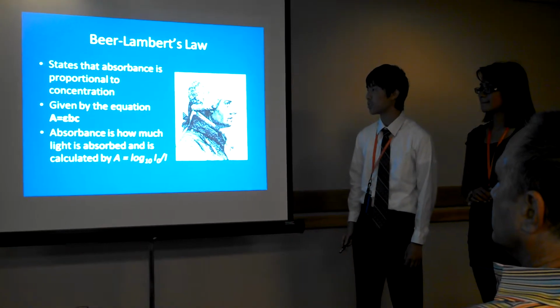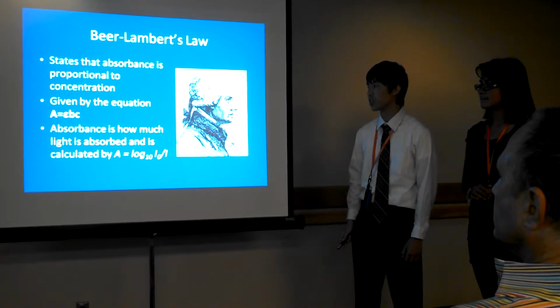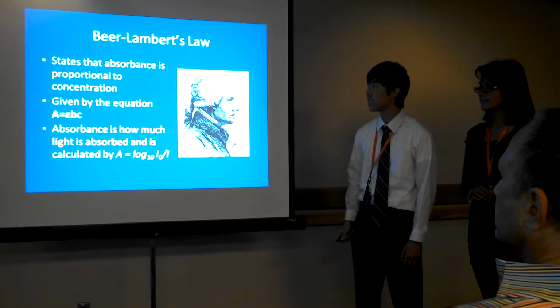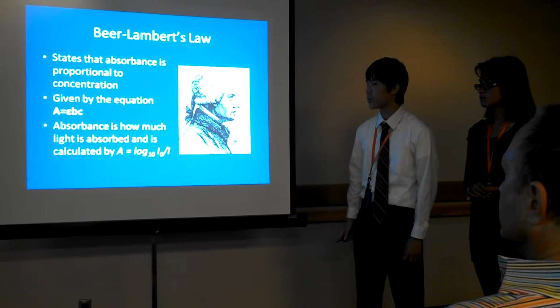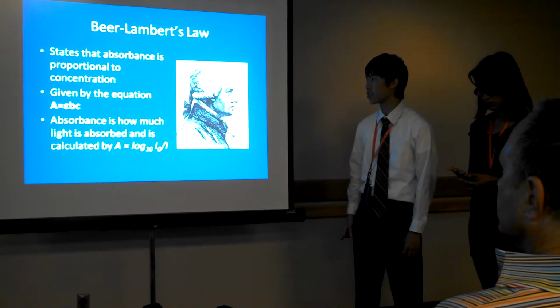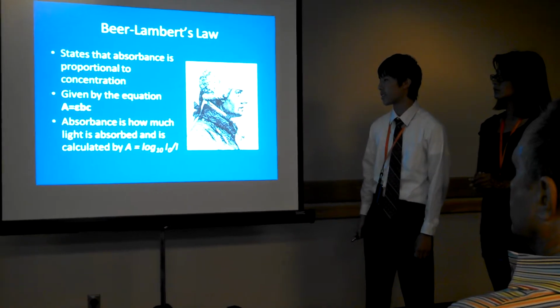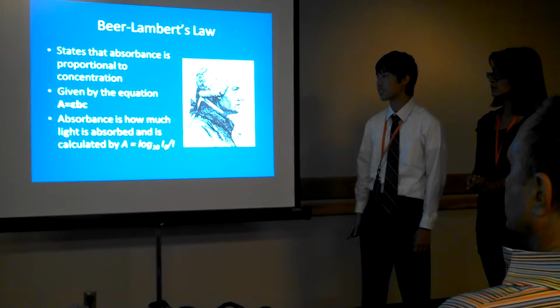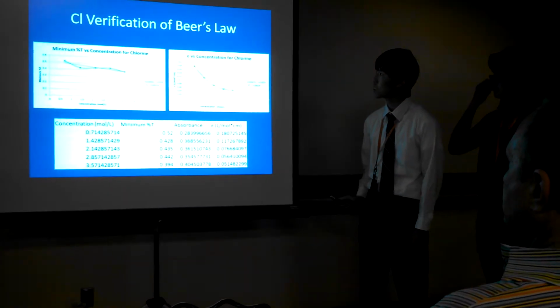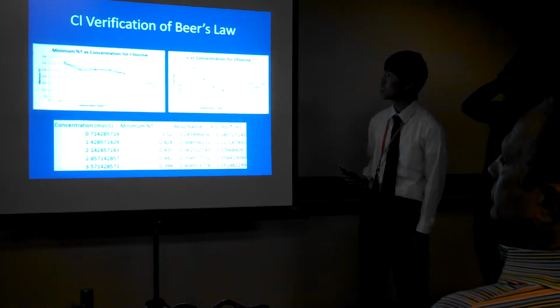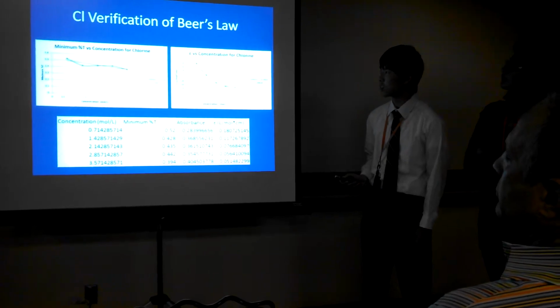Then this is Beer's law, A equals epsilon B C. A is absorbance, epsilon is the molar extinction constant, which should be the same for a material. B is the path length, so how far the light traveled through, which is in this case the length of the cuvette. And C is the concentration.